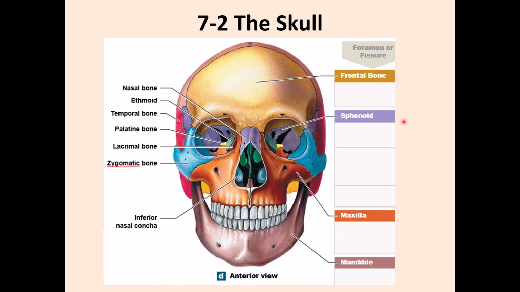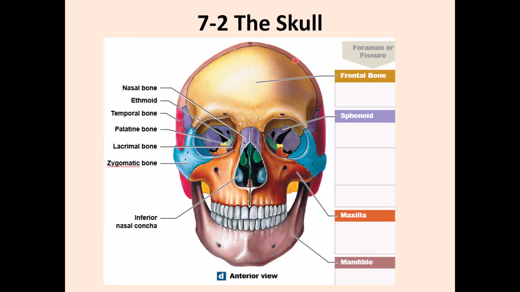So this is the view of the skull. Easy to see it from the frontal view. You can divide it into 3 parts: the upper part, the middle part, and the lower part. So in the upper part, the main bone that you see, this is the frontal bone. In the background, this one that you see, this is the parietal bone, okay, in the back.